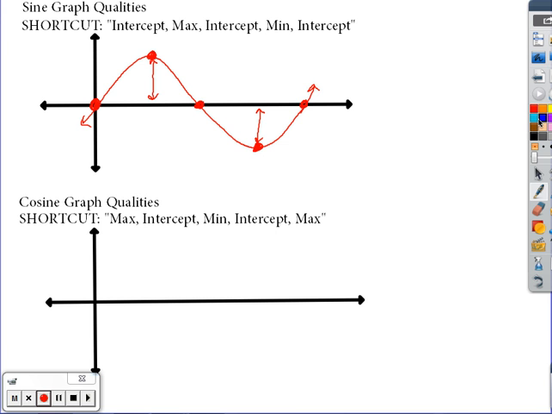It becomes important when we start talking about word problems as well to know which curve is going to be best to represent the word problem we're talking about. Cosine starts at a max, goes to an intercept, then a min, back to an intercept, and finishes at a max. So the cosine curve looks a lot like the sine curve, shifted though, right?